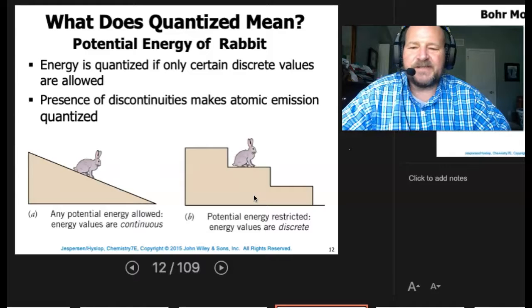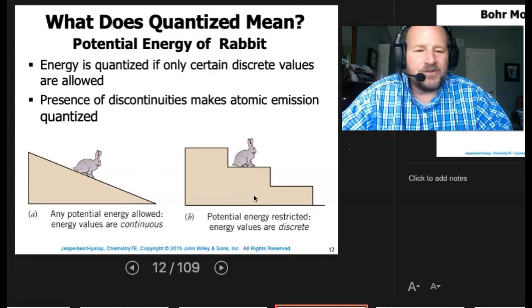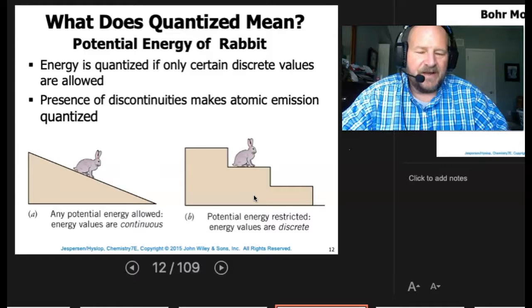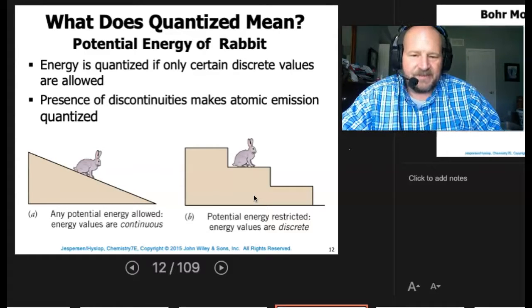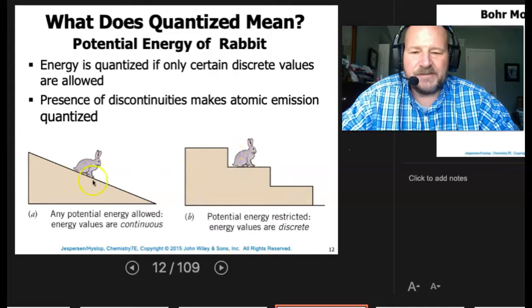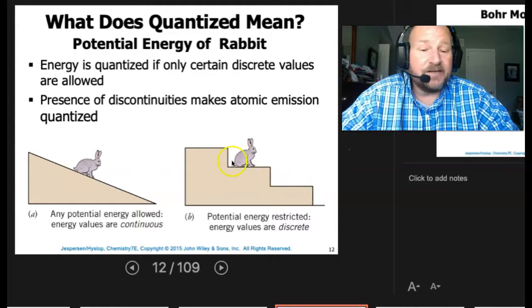Okay, so the presence of discontinuities makes atomic emission quantized. So in other words, it's got to go by discrete value, one step, then the next step. Now, the other thing I'll point out is I say it's like stair steps, but if you know anything about stairs, this distance right here always has to be the same, like in the stairs for our house. Here it does not, okay?